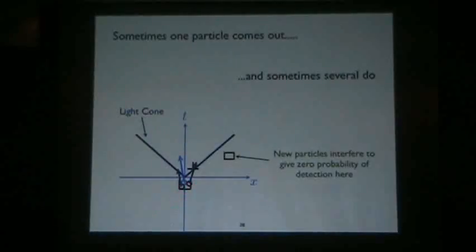You know, instead of one, I get three or five or six. And I have to consider all of these possibilities. Now remember, in quantum mechanics, probabilities can interfere with each other. They can cancel. And the possibilities from new particles give probabilities that actually cancel the probability I calculated before I thought that they were there, to give a net of zero probability of detection out there.